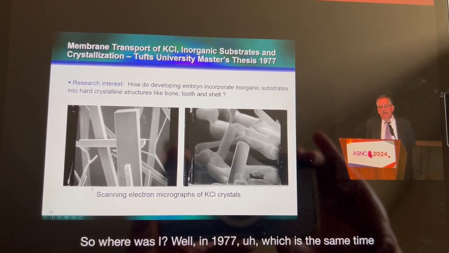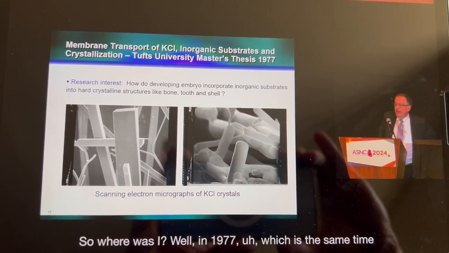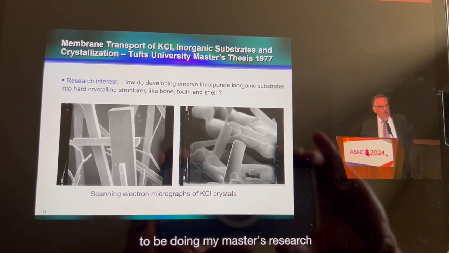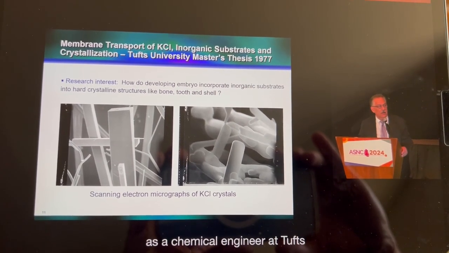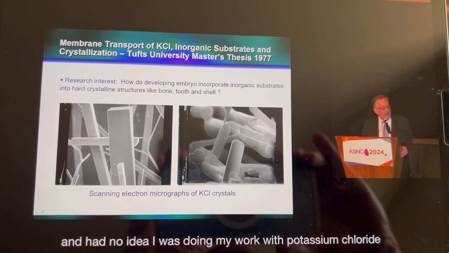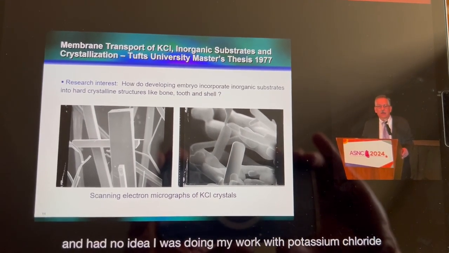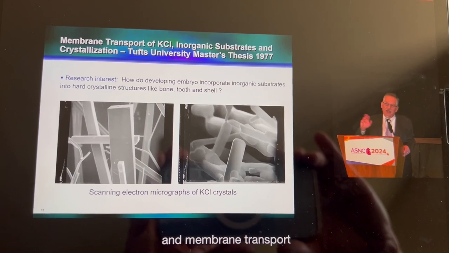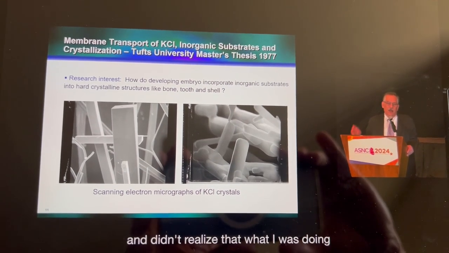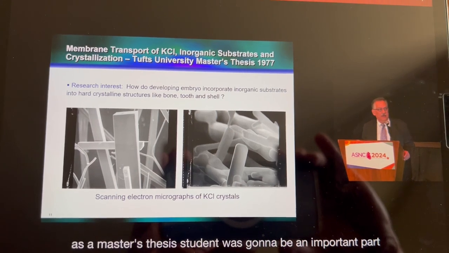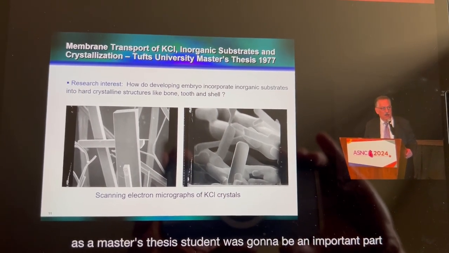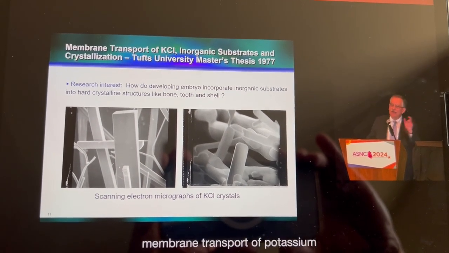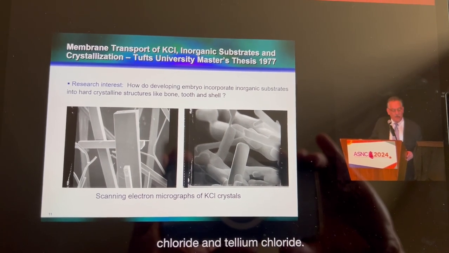So where was I? Well, in 1977, the same time as thallium redistribution was being developed, I happened to be doing my master's research as a chemical engineer at Tufts. I had no idea I was doing my work with potassium chloride and membrane transport, and didn't realize that what I was doing as a master's thesis student was going to be an important part of my career path in nuclear cardiology, understanding membrane transport of potassium chloride and thallium chloride.